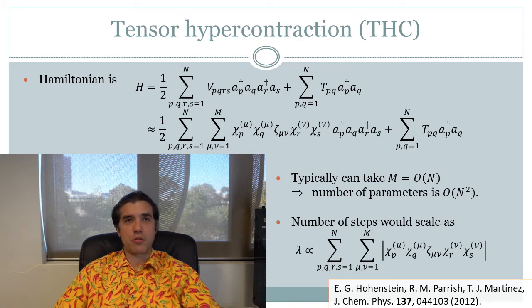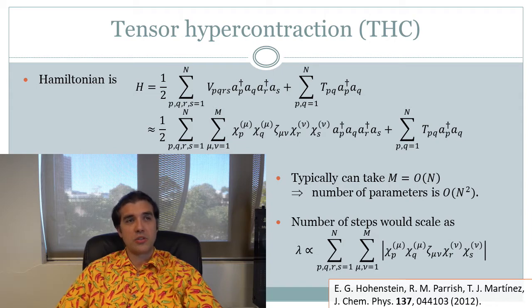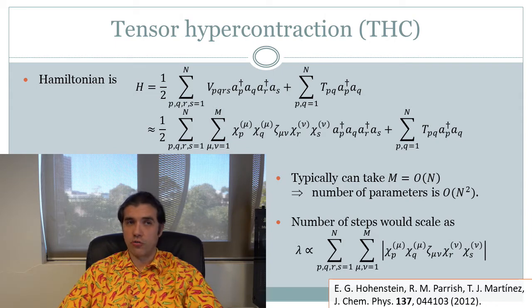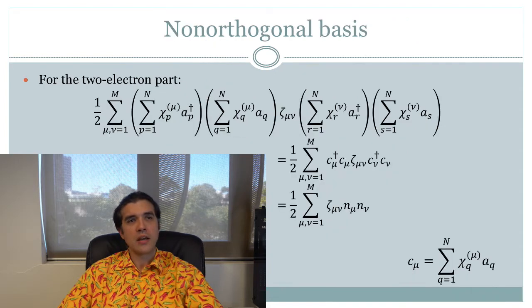This reduction in the number of parameters reduces the complexity, but a problem with this representation is that it also increases the magnitude because the value of lambda goes like a 6-fold sum over these parameters, which is significantly larger than for the original form of the Hamiltonian. To get around this problem, we group the terms together like this, so each sum over chi and a can be grouped together into these new annihilation operators C. Here I've shown it as a sum over number operators for these new modes, but these modes are not orthogonal.